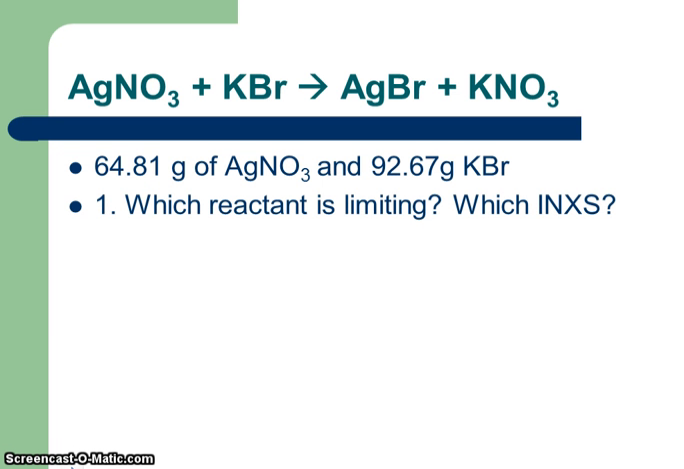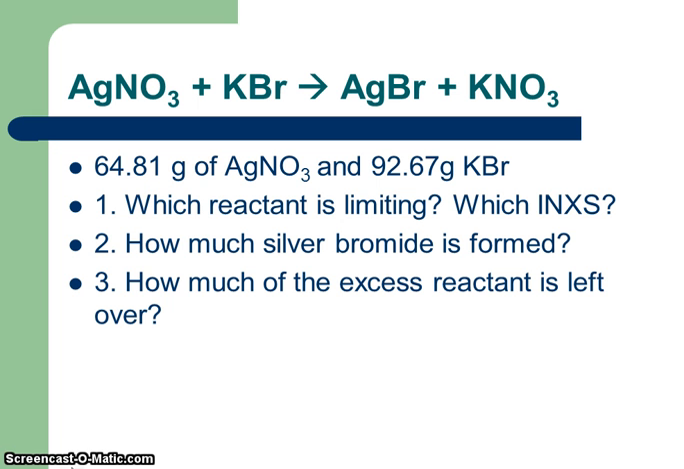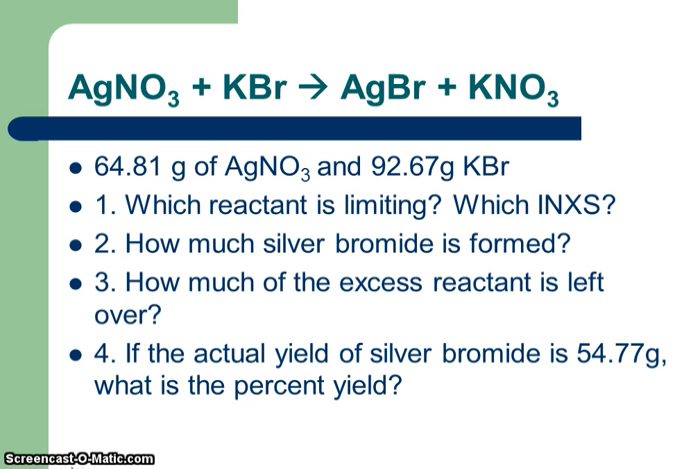And we want to find out which reactant is the limiting reactant, which reactant is in excess, which is just shorthand for that. How much silver bromide can be formed before the limiting reactant runs out? How much excess reactant is left over? And finally, if the actual yield of silver bromide was 54.77 grams, what's the percent yield?